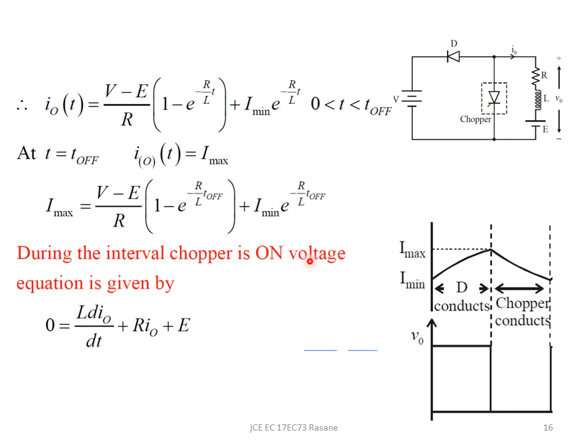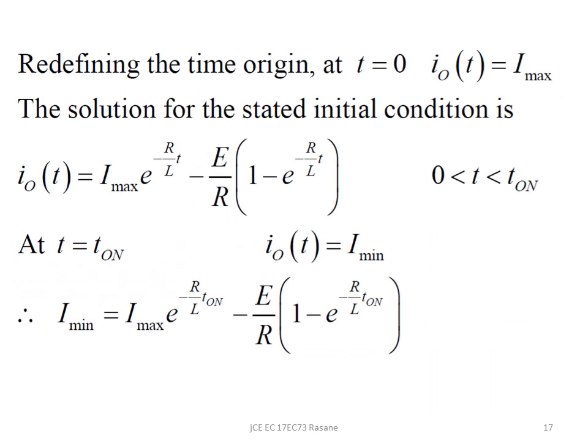Now during the chopper on stage, that is the next stage, during this period, the voltage at the load will be 0 and the equation will be 0 equal to L into di by dt plus R i naught plus E. And in this case, if you see, the current is going to go from the initial value of I max to the minimum value at the end of the period of t off. So redefining the time origin, let's take t equal to 0 at that time. So i naught of t is going to be the maximum. Initial value will be maximum.